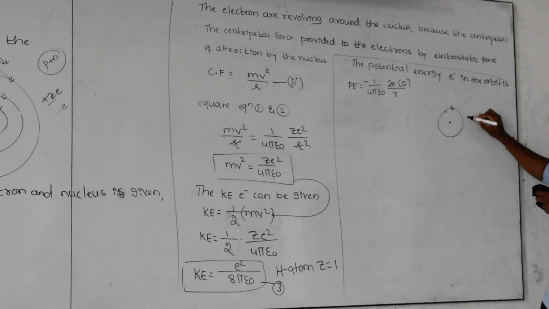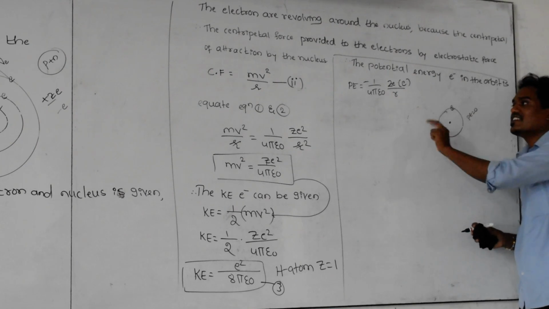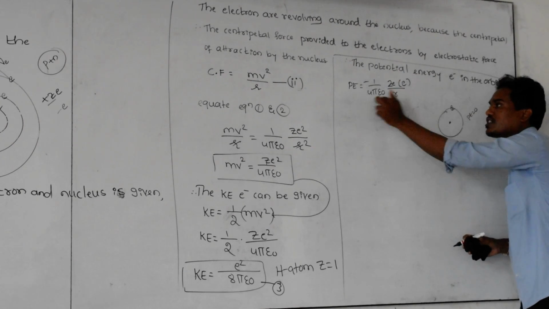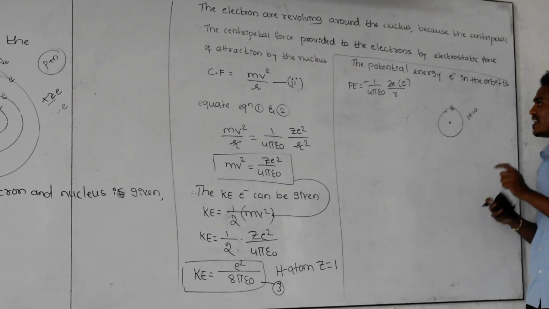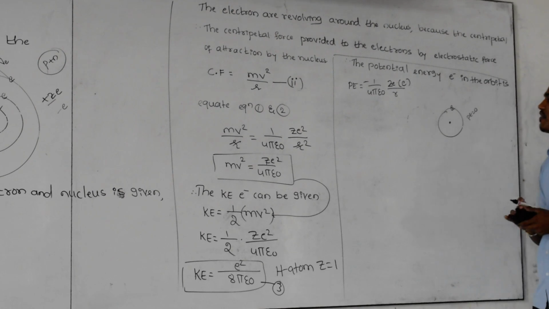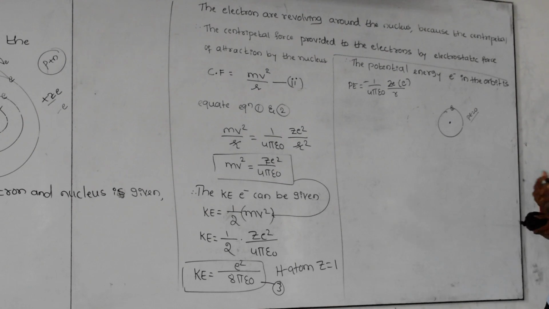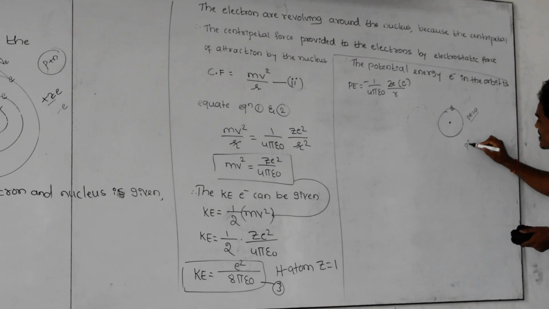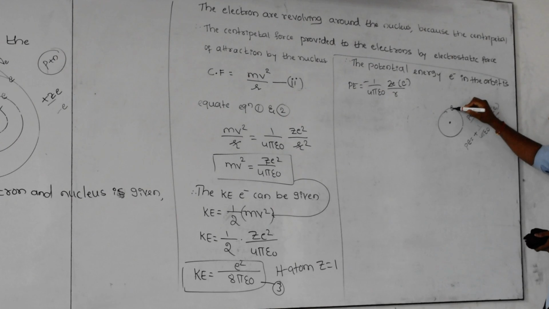We need to make the potential energy equal to 0. But now the electron is present here, and its potential energy is not 0. It has a negative value of this much. Our intention is to emit the electron from this orbit, or take the electron away from this orbit. Then what can we do? We need to make its potential energy equal to 0. Then how? You need to supply a positive potential energy, that is 1 by 4 pi epsilon naught, Ze into e divided by R. This is the negative potential energy at this point.